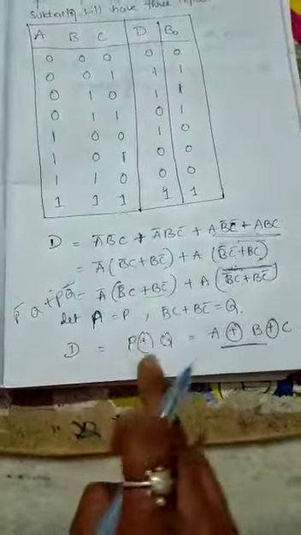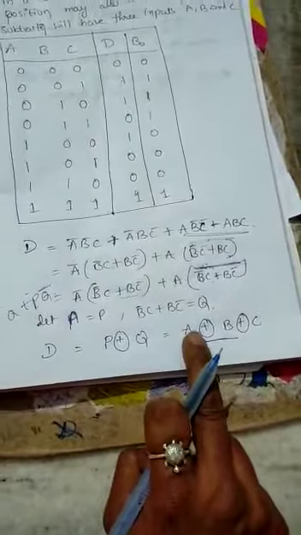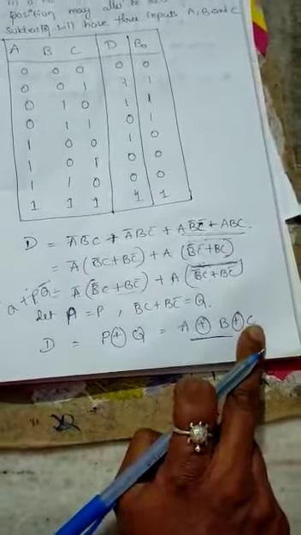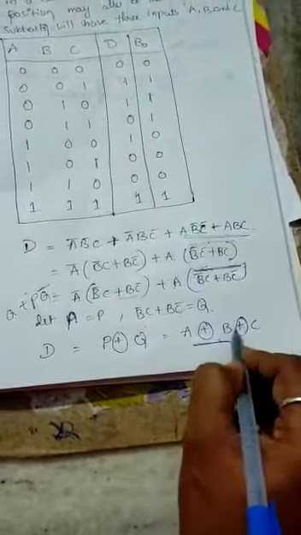This means P exclusive OR with Q. Again we can rewrite this as A exclusive OR with B, B exclusive OR with C. That means Q is nothing but this one, then only we can write B exclusive OR with C. It is the same as the full adder circuit.